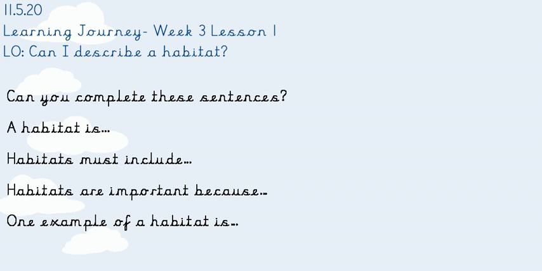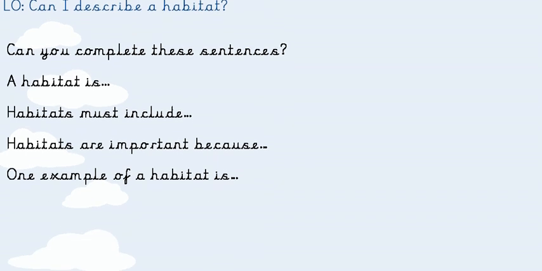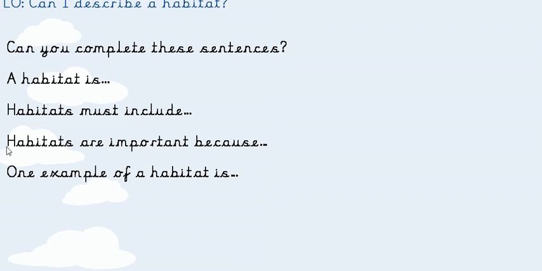Alright, so your task today, everybody, it says, can you complete these sentences? So I've got some sentence starters for you here. If you would like an adult to start these sentences for you, that's fine. Or if you want to copy the sentence starters, absolutely no problem at all. So the first one says, a habitat is... Can you describe a habitat for me here? What is a habitat? Habitats must include, what must they include? Remember, not what you'd like it to include, but what it must include. And the last one says, habitats are important because, why are they important? What would happen if an animal didn't have a habitat?